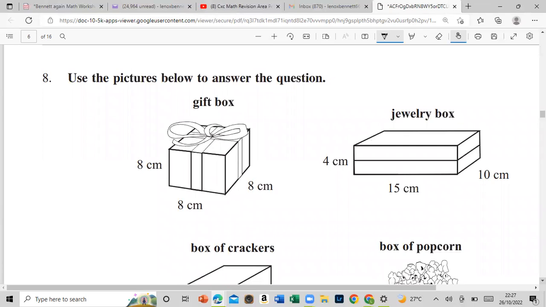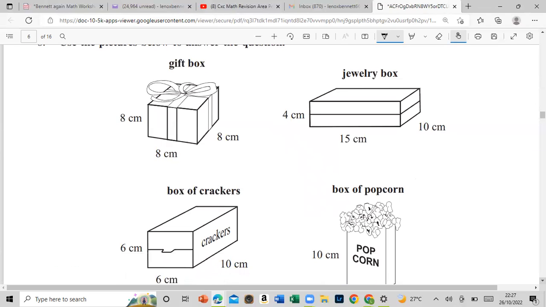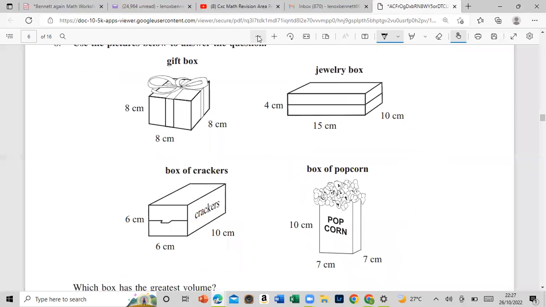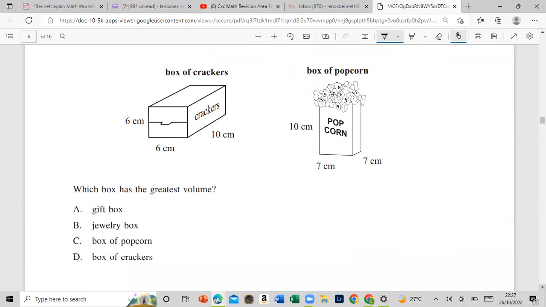Alright? So it says use the picture below to answer the question. And it says gift box. So we have a gift box, we have a jewelry box, we have a box of crackers, and we have a box of popcorn. Alright, so let's see what the question says. Examine each very carefully and see what it says. And it says, which box has the greatest volume? I love this question. Absolutely awesome.